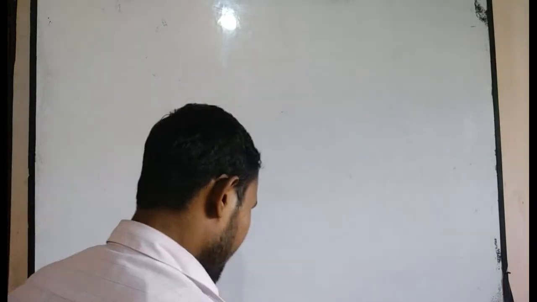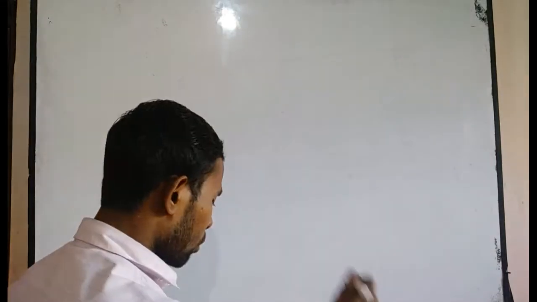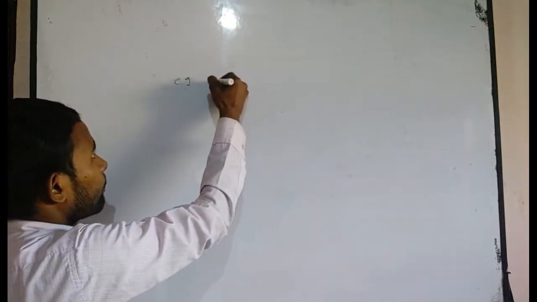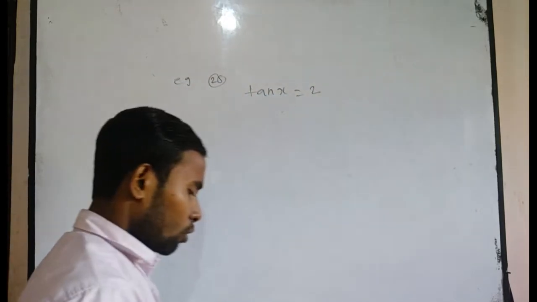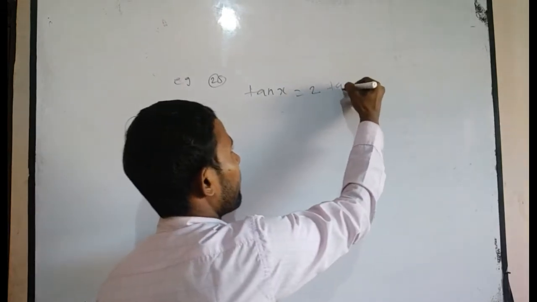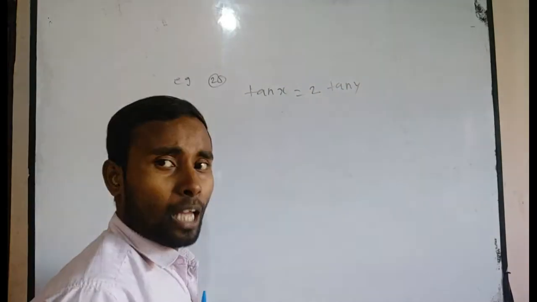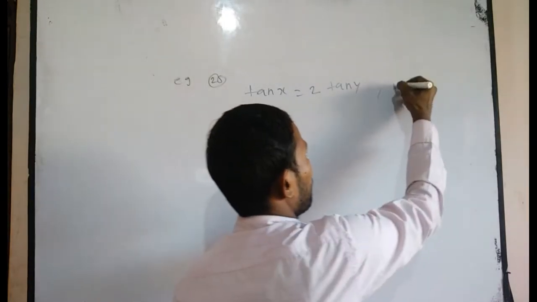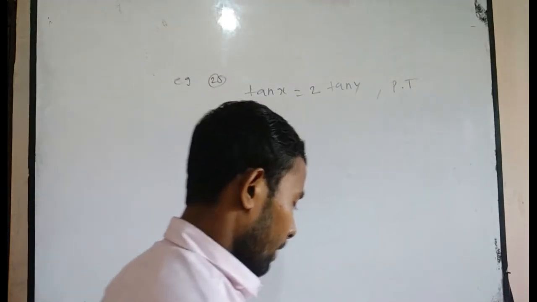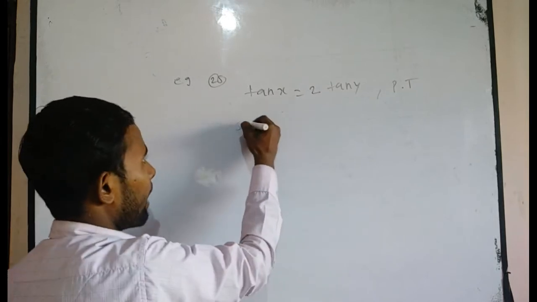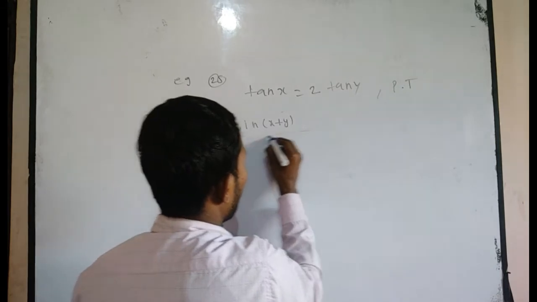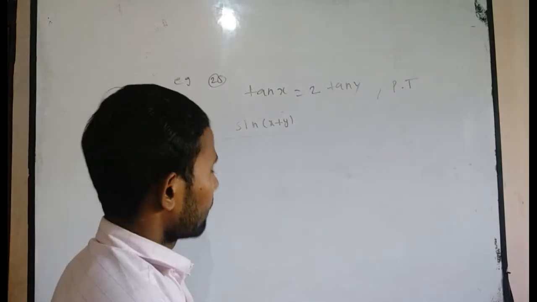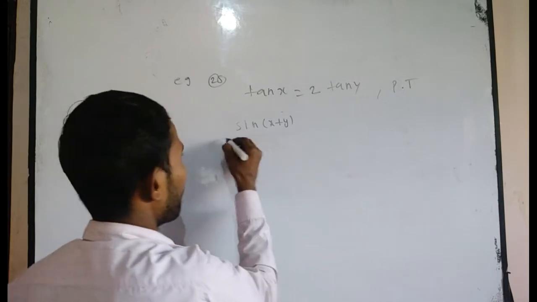In question 28, it says that if tan x is equal to 2 tan y, then you have to prove that sin(x+y) divided by sin(x−y) is equal to 3 by 1.